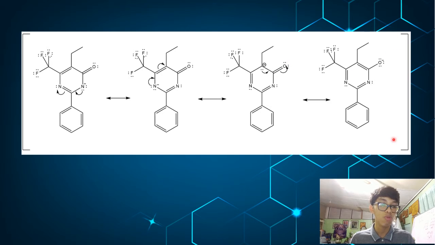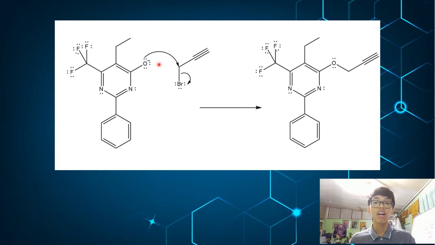Now the thing is, this resonance structure contributes most to the compound, because the formal negative charge is in the oxygen, which leads to the delocalization of negative charge into the most electronegative atom, and this here displays aromaticity. Now from here we can form compound B.